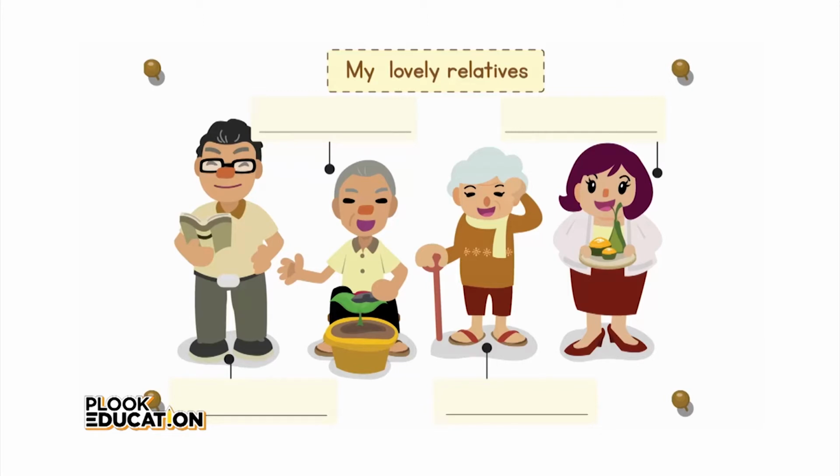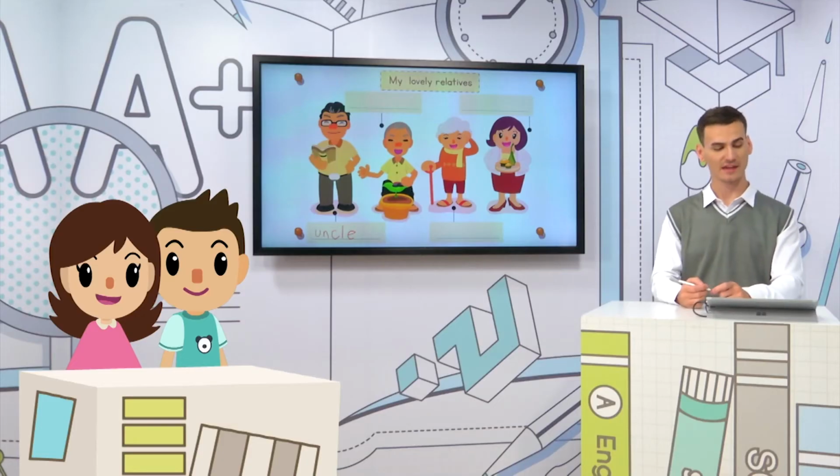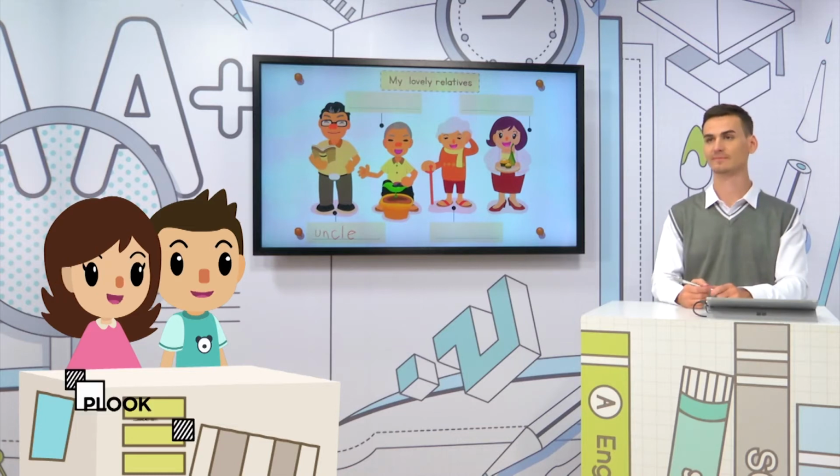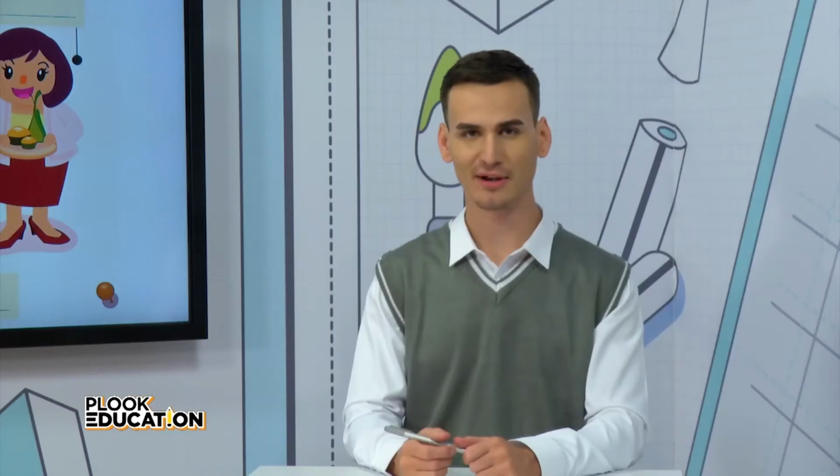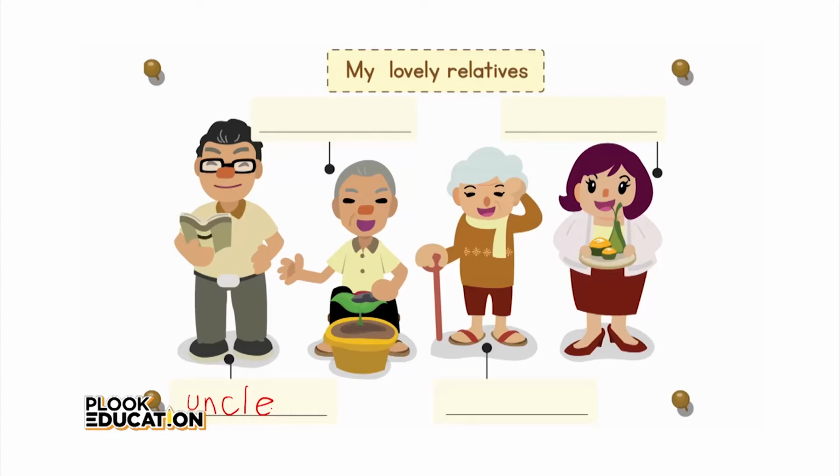I know that uncle starts with the letter U, but I don't know what comes after that. I need your help. U. N. C. L. E. Uncle. U-N-C-L-E. Perfect. Next is grandfather.